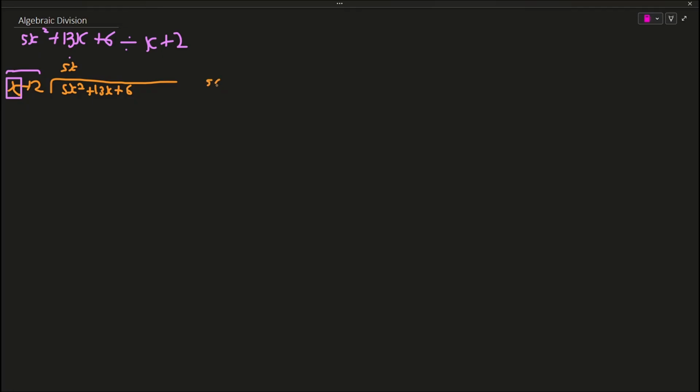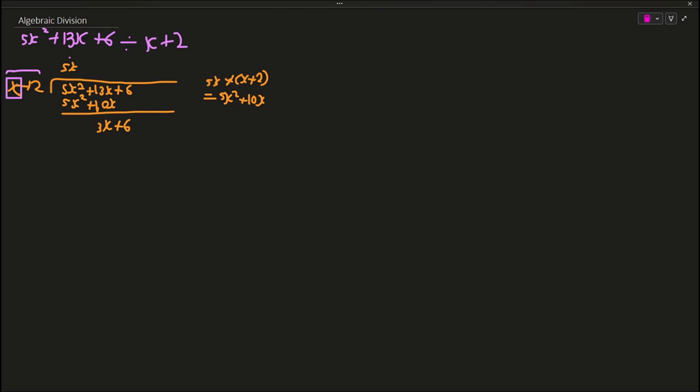Working it out here, 5x times x plus 2 gives 5x squared plus 10x. Right, so we've got 5x squared plus 10x, and we're going to subtract them. So 5x squared minus 5x squared is 0. 13x minus 10x is 3x. So we've got 3x plus 6.